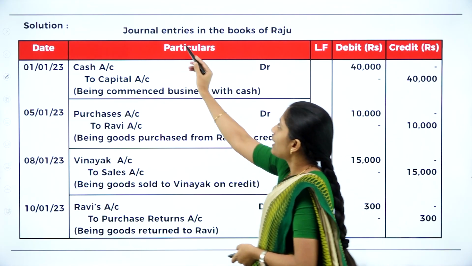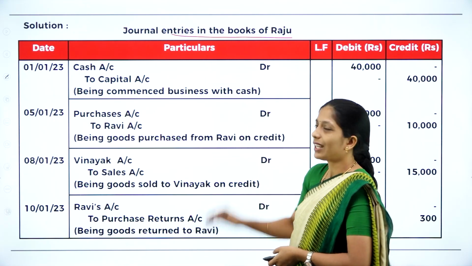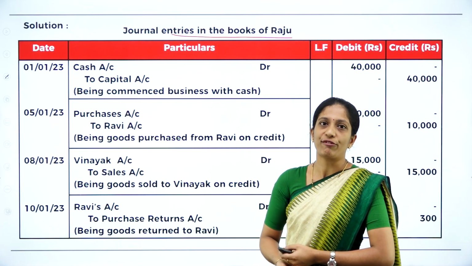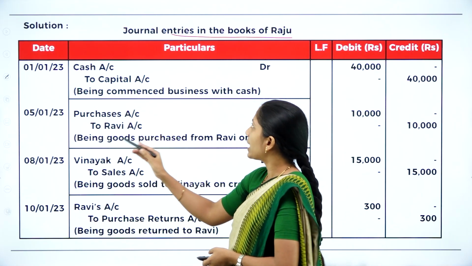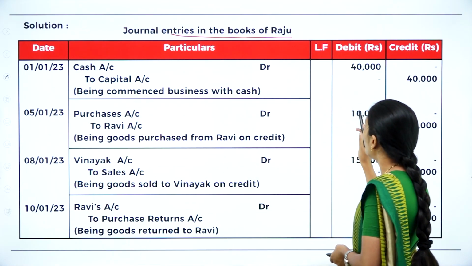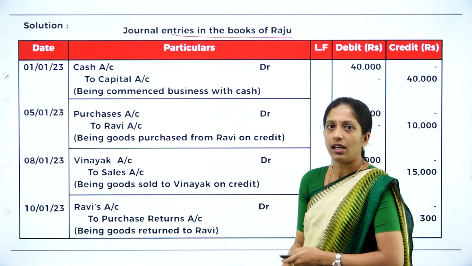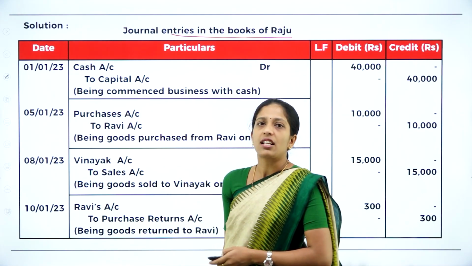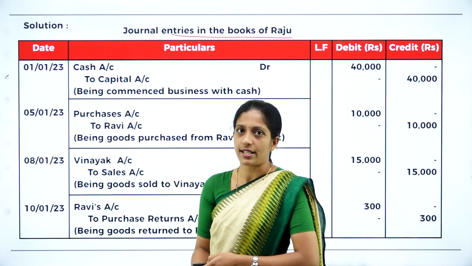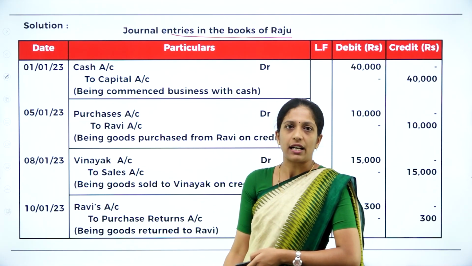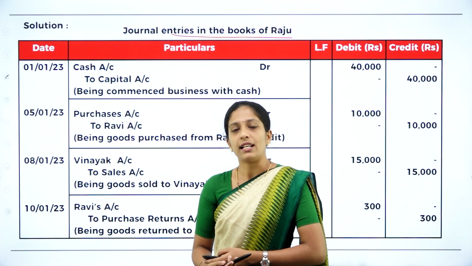Now you will write the heading, journal entries in the books of Raju. You have to write the heading by mentioning the name of the person they have given. You know the format of journal: date, particulars, ledger folio, debit rupees and credit rupees. Now quickly we shall begin the journal entries, and there are certain rules while writing your journal entry. I will tell you while writing the transactions. While explaining the transactions, I will let you know what rules you have to follow while writing the journal entries.